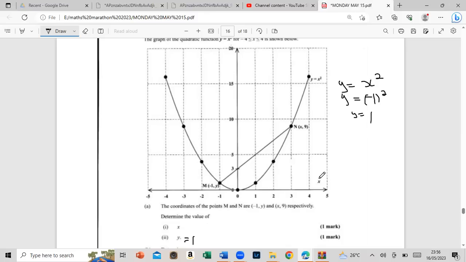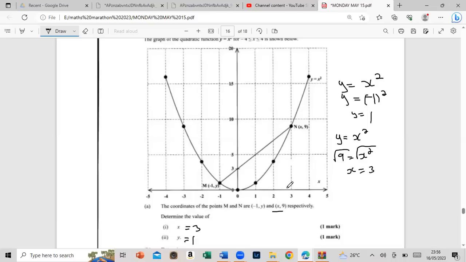And for this one, this is the formula. Guys, forgive me, I've been doing so many hours. So they give us the point x, 9, so that means y is 9, right? So 9 is equal to x squared. So what we do is find the square root. So x is equal to 3. And that will be our answer.